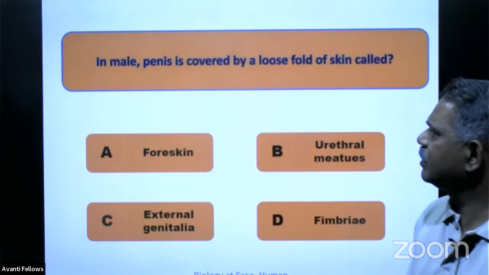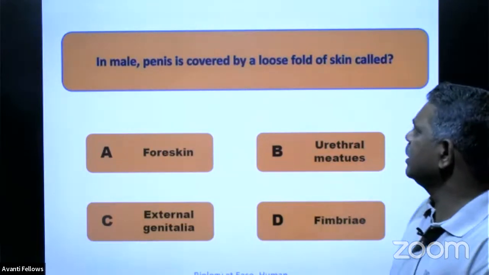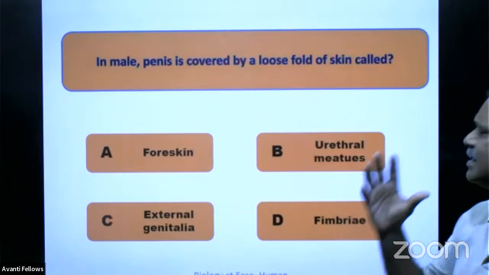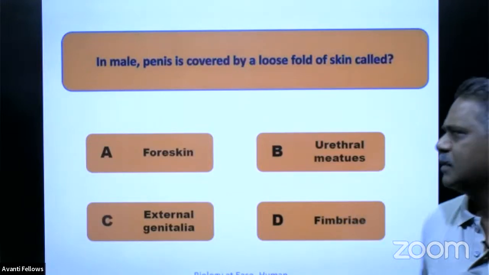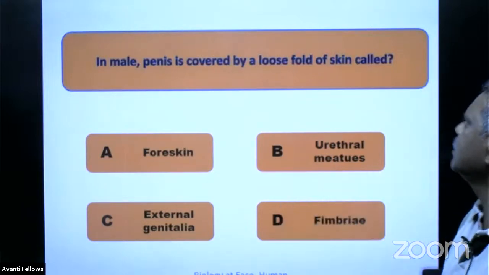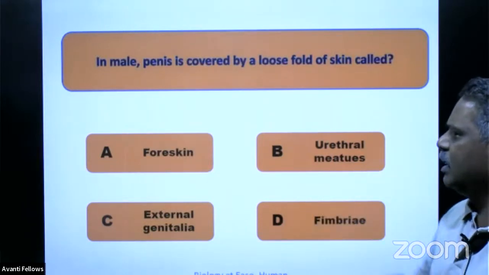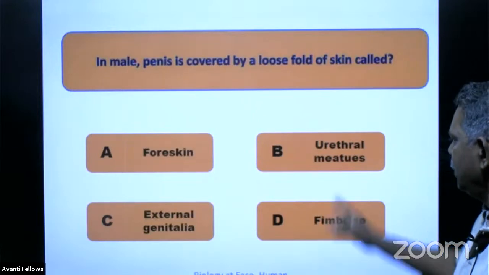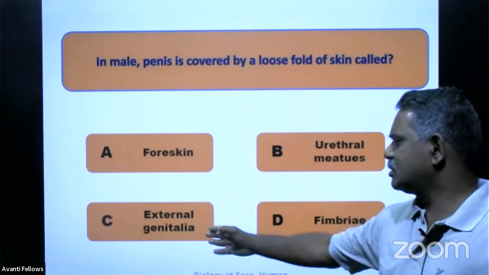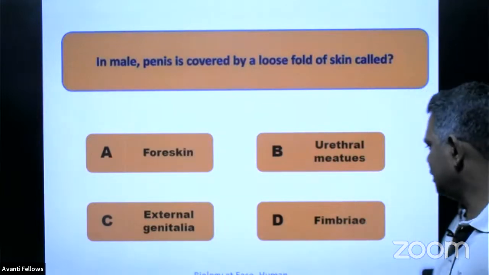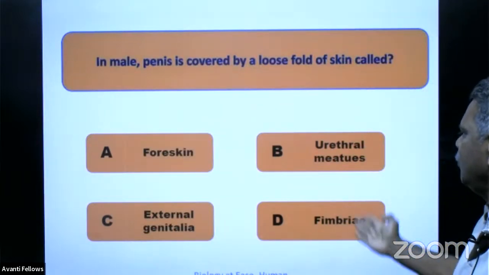In the male, the penis is covered by a loose fold of skin. What is it called? A, foreskin. B, urethral meatus. C, external genitalia. And the third one is D, the fimbriae.